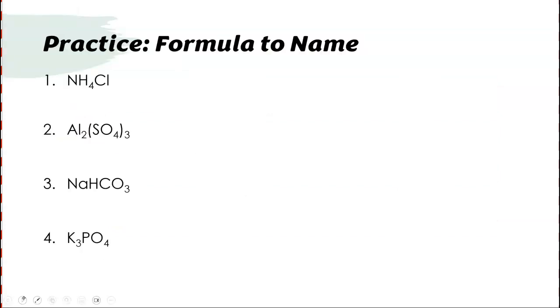So here we have formula to name. The first thing you want to do is identify where the ions are. So here we have ammonium, and here we have chloride. And so ammonium is actually the polyatomic ion, and it's +1, and chloride is -1. So we simply just have to write ammonium chloride.